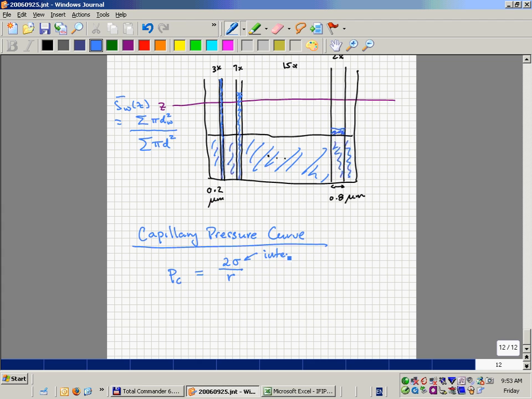But this is the interfacial tension between, in our case, what we're looking at, the two phases in this capillary experiment. Okay? Between, in this case, it would be air and water in our experiment here. And this is the radius of the capillary. So we can convert the pore size distribution to a capillary pressure distribution.